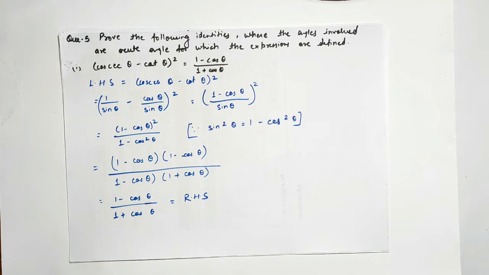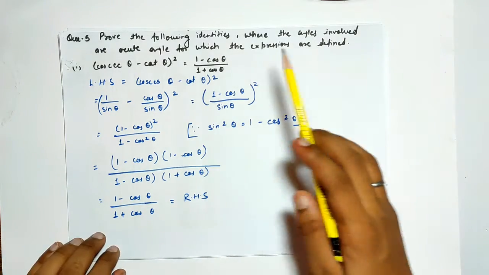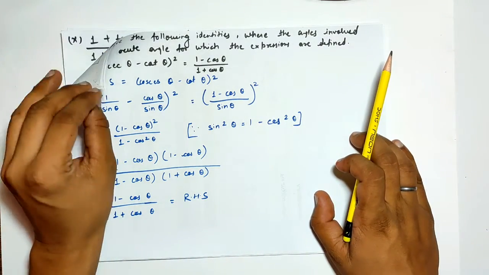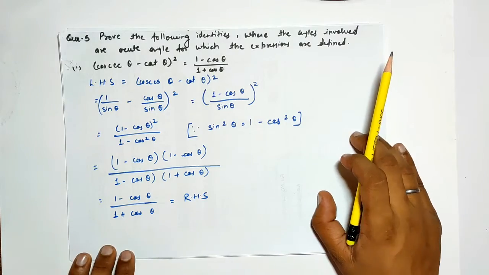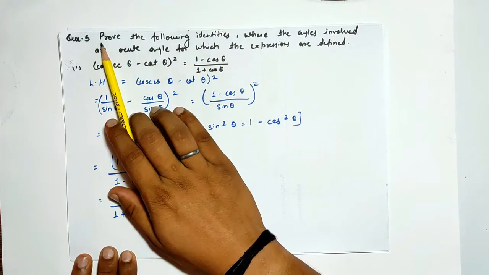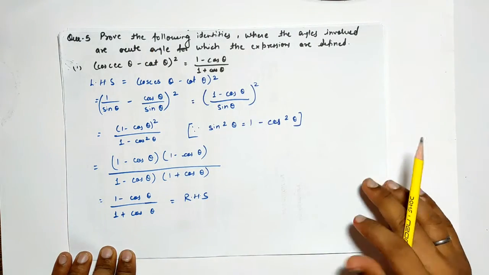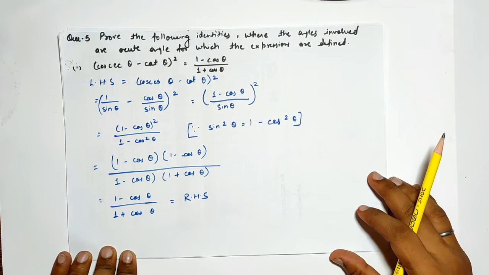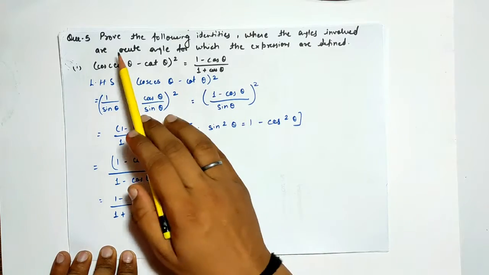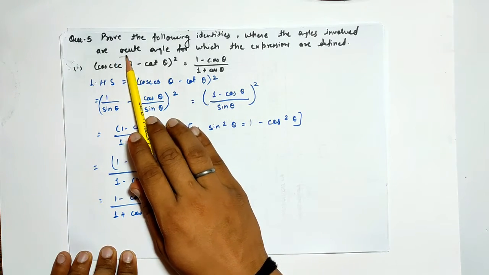So now let's start the next question, that is question number 5. So guys, don't forget that question number 5 contains 10 parts, so don't miss any part. Watch the video till the end. So let's start with question number 5. Prove the following identities where the angles involved are acute angles for which the expressions are defined.